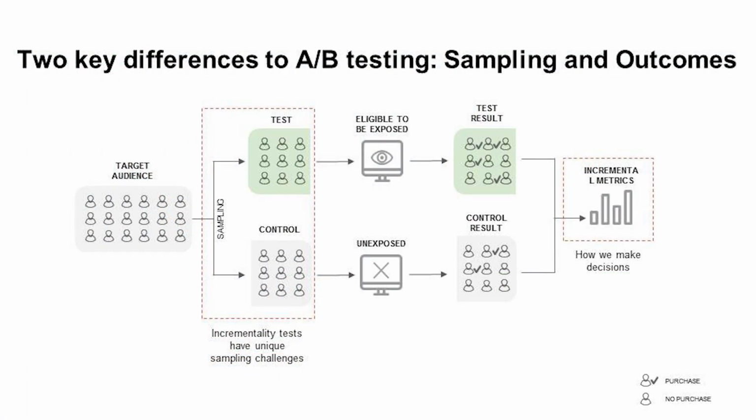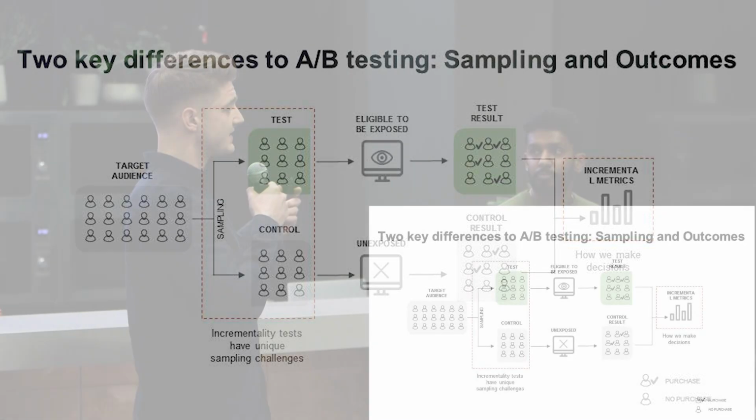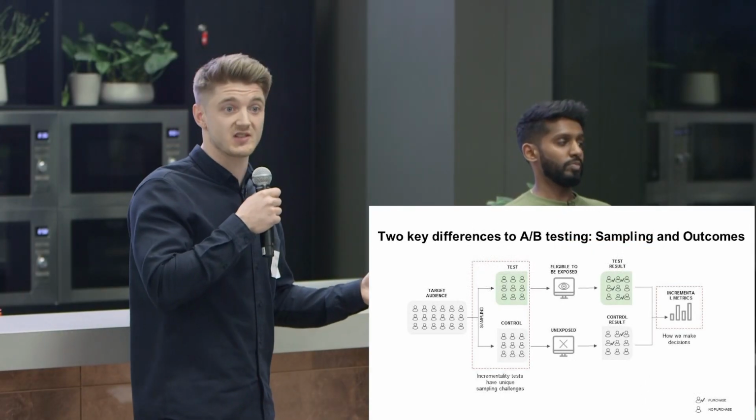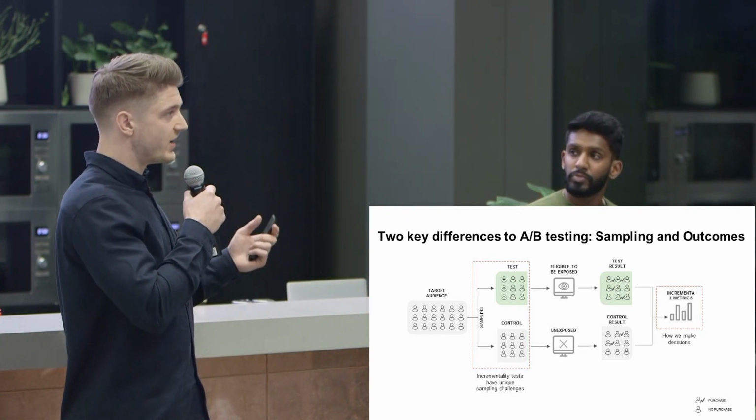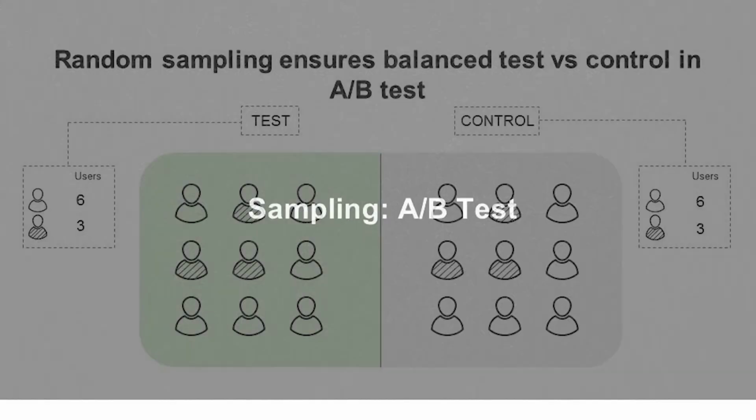So there are two key differences here to an A/B test. Incrementality tests have some of their own unique challenges when it comes to sampling, and also the way in which we use the outcome to make decisions. So just to make sure we're all on the same page, I'll quickly run through how sampling is done in A/B testing and why it's so important.